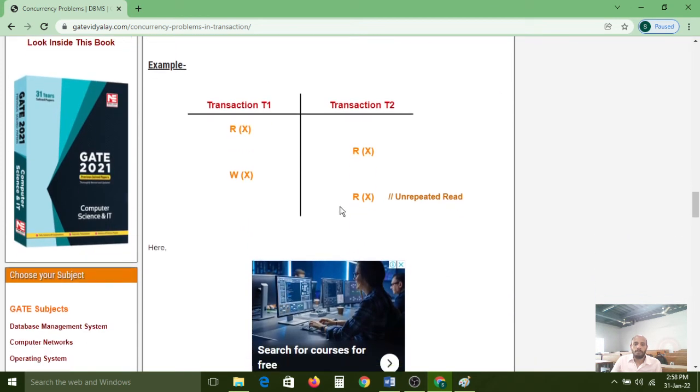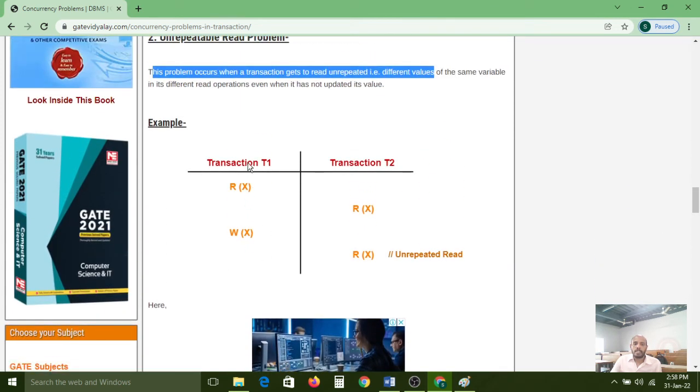Unrepeatable read problem. So here, commit statement: T1 is not committed, T2 is also not committed. So the data is stored where? In the buffer only, not in the permanent database. So that is the problem, the unrepeatable read problem.